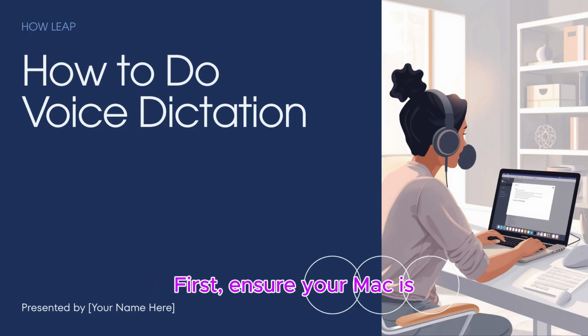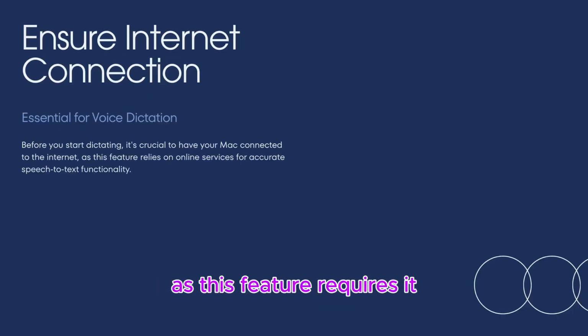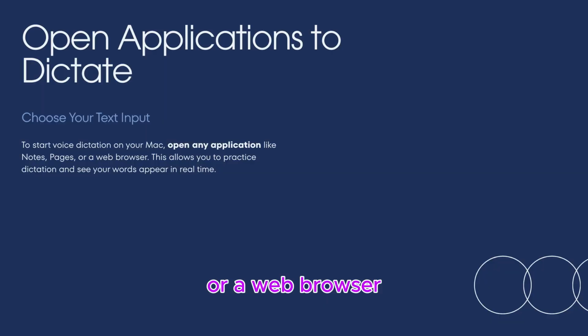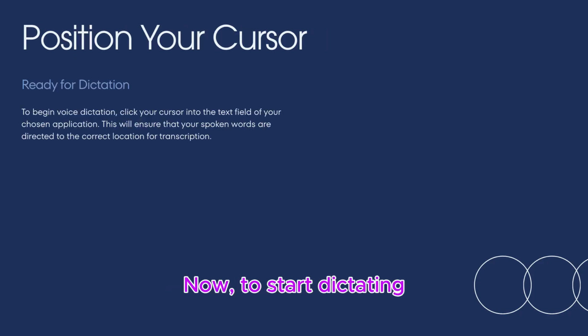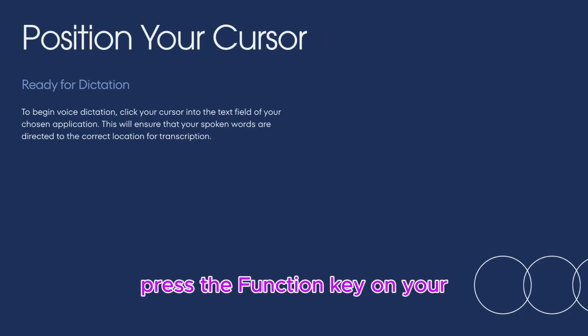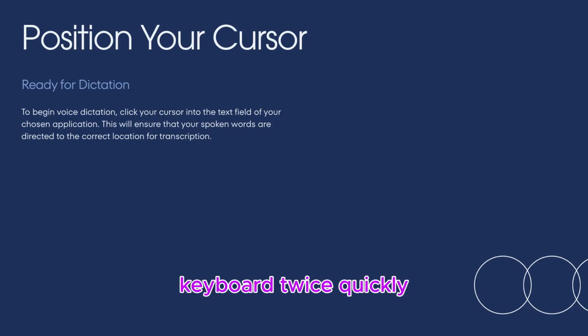First, ensure your Mac is connected to the internet as this feature requires it. Open any application where you can type text, such as Notes, Pages, or a web browser. Click your cursor into the text field where you want the dictated words to appear. Now to start dictating, press the function key on your keyboard twice quickly.